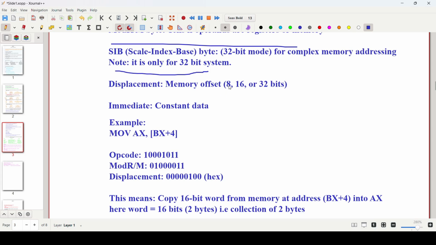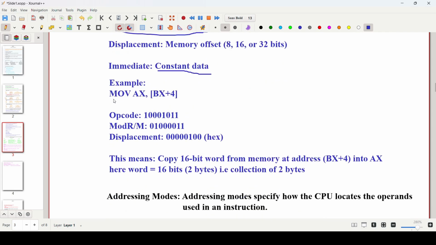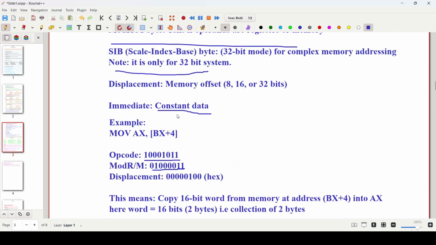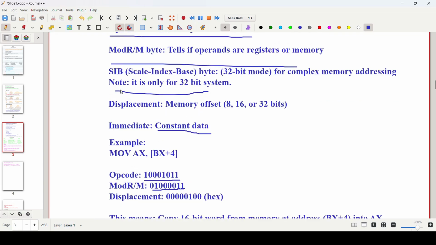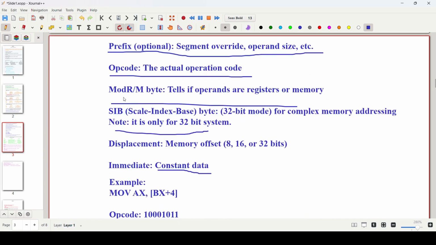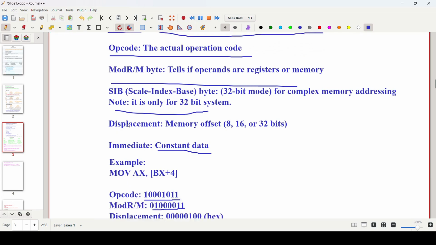Like if your offset consists of 8 bits or 16 bits or 32 bits. Immediate means the constant data is being used. Let's take an example like MOV AX, [BX+4]. So here the opcode is this one and the ModR/M is this one. Please note that here the prefix is not there. Only we have included the opcode, mode, and the displacement.